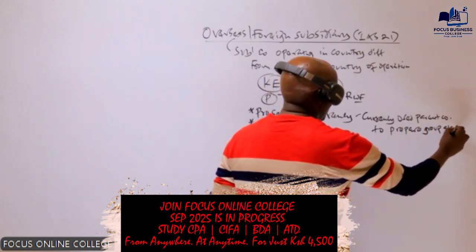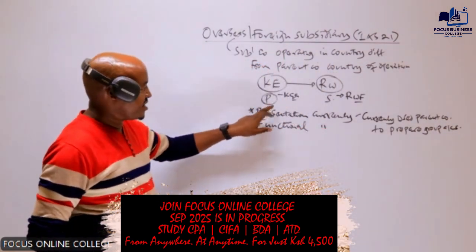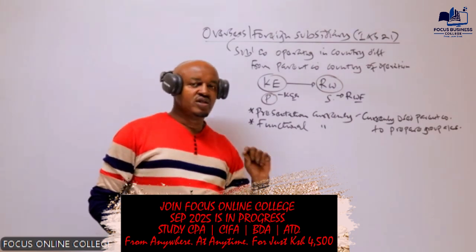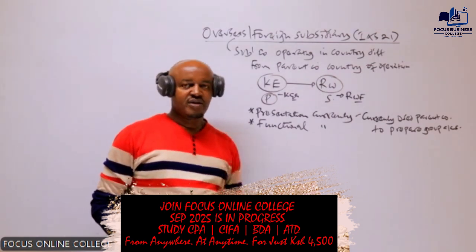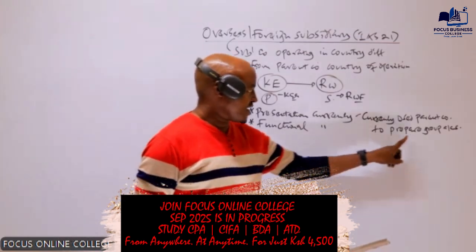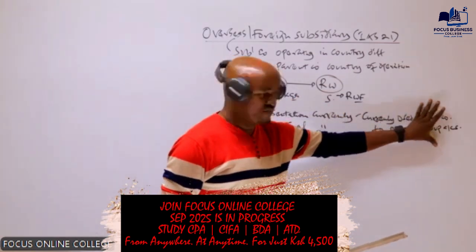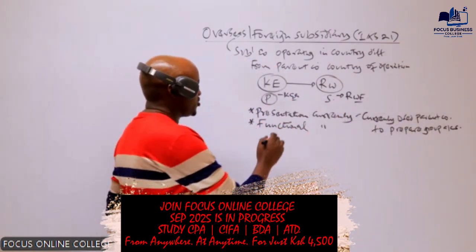In most cases, if the parent company is a Kenyan company, it will be preparing the group accounts in Kenyan shillings. If the parent company is a Kenyan company, it will be preparing the group accounts using the Kenyan shillings. That currency used by the parent company to prepare the group accounts is called the presentation currency.